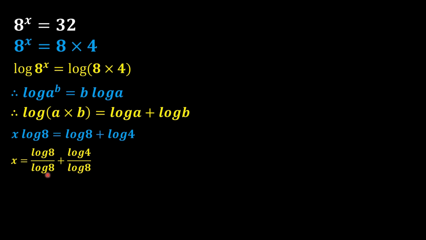Now this log 8 and log 8 will cancel out together. As a result, we should get x is equal to 1, because both values cancel out together, and we should get 1. Plus log 4 over log 8 will remain the same, but this 8 can be written as 2 to the power 3. So here we use the value 2 to the power 3 instead of 8. Now in the next step, we should convert this 4 into 2 to the power 2.